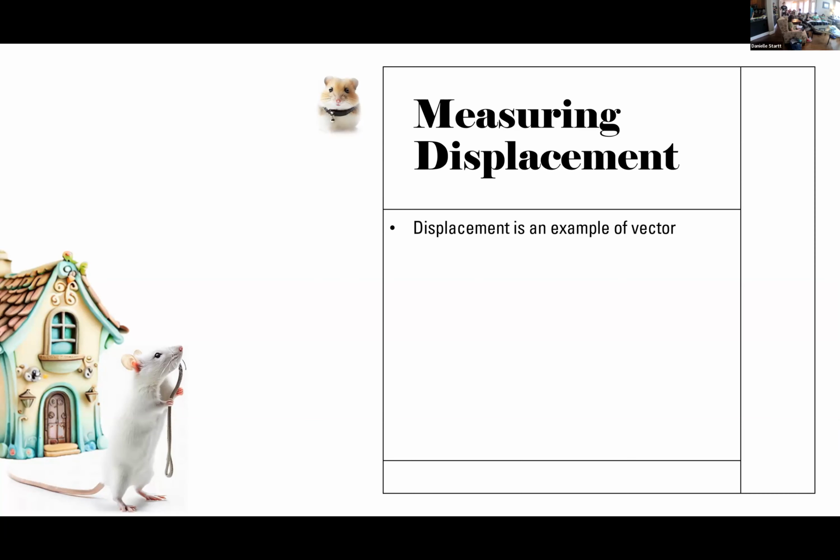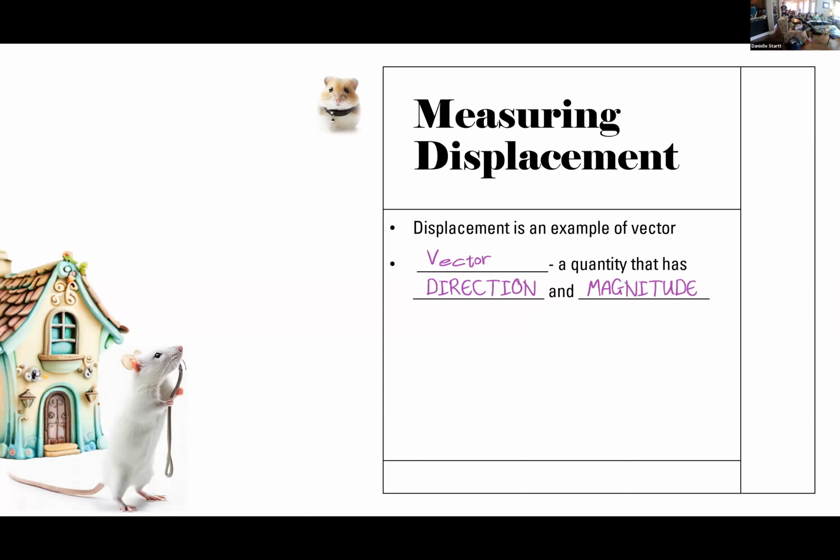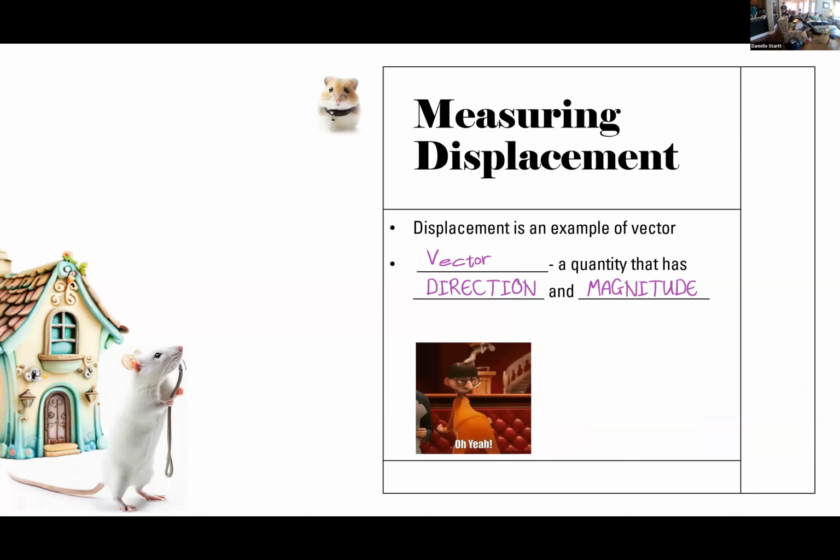Okay. So displacement is an example of a vector. A vector has direction and magnitude.